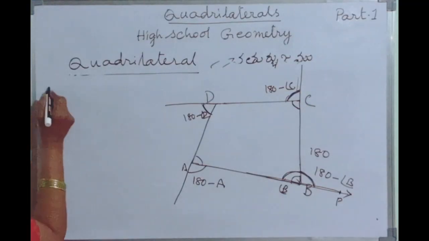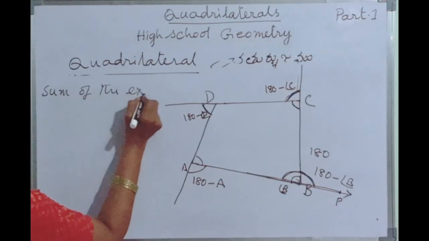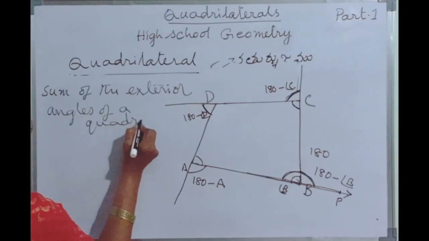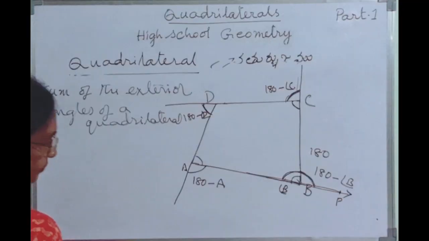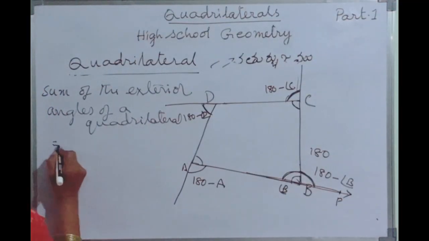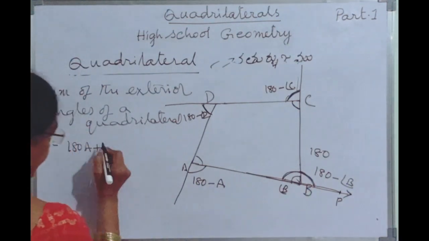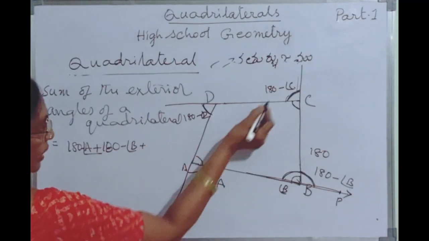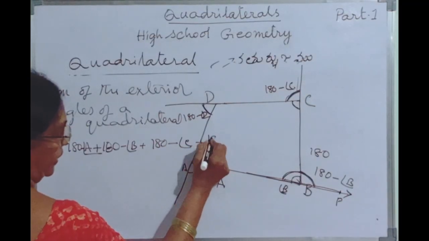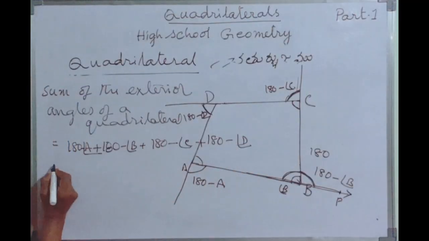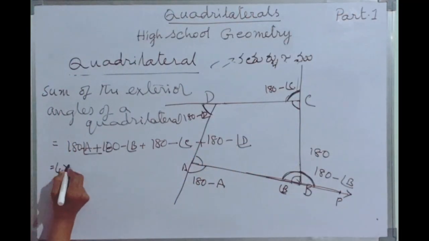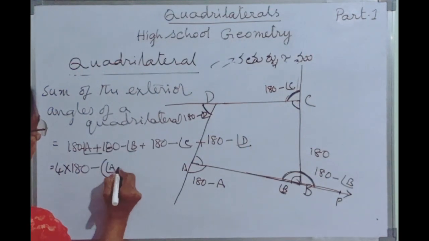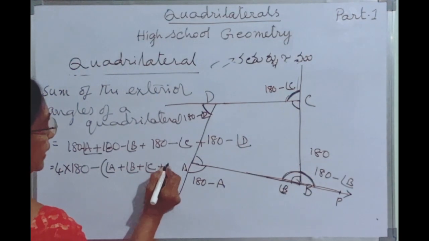So the sum of the exterior angles of a quadrilateral is equal to, starting from here, 180 minus A plus 180 minus B plus 180 minus angle C plus 180 minus angle D. So 180 plus 180 plus 180 plus 180, 4 into 180, minus A minus B minus C minus D. Therefore, minus of angle A plus angle B plus angle C plus angle D.